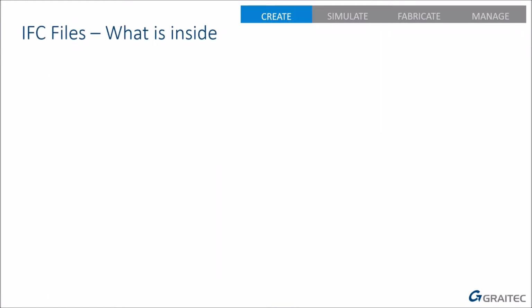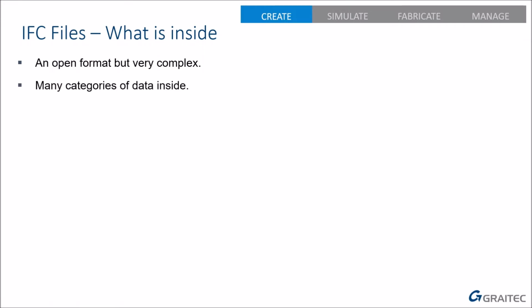What is inside an IFC format file? Well, it's an open format, but it's a very complex format. That ISO standard, or the full definition of the structure of that file, is hundreds of pages long. Very complex and confusing. There are lots and lots of data categories inside that file. I think I read somewhere 700, but I couldn't swear to it.